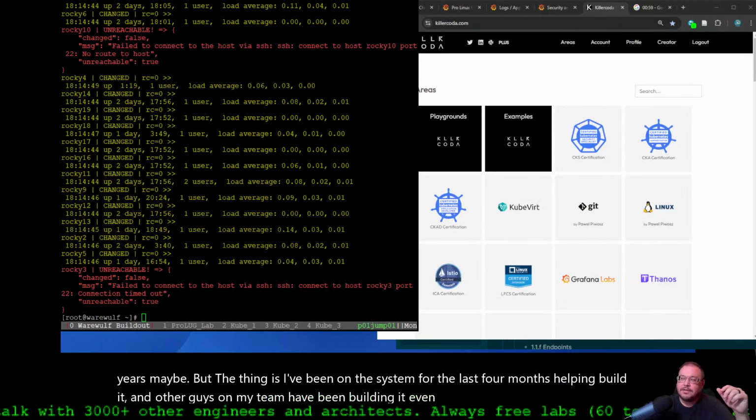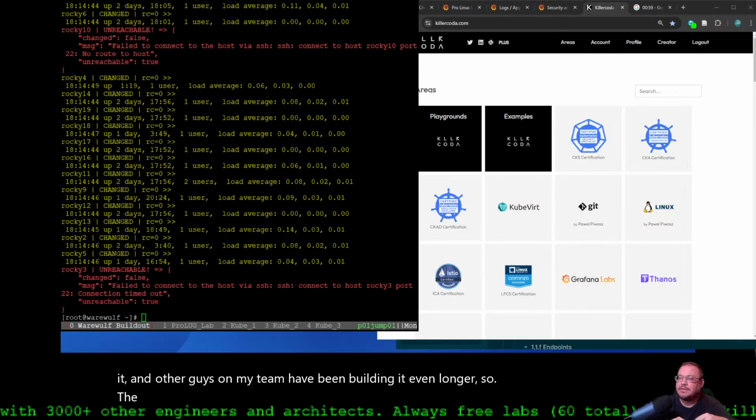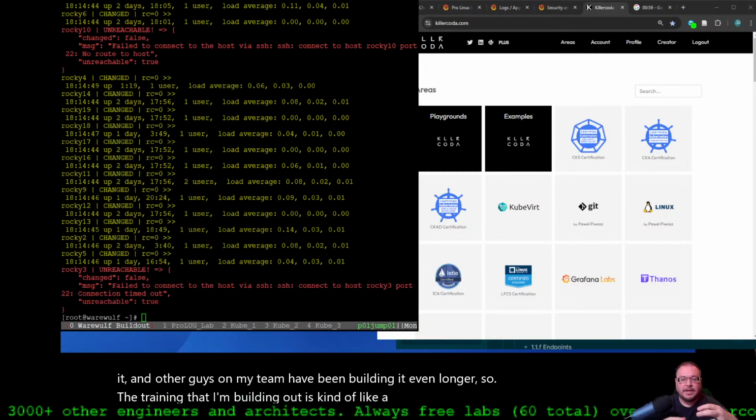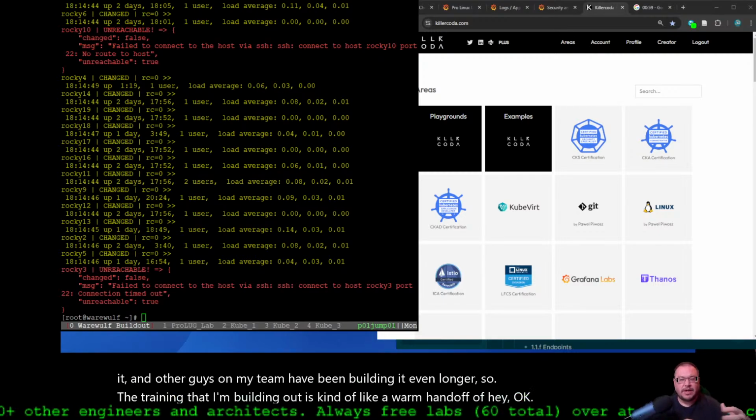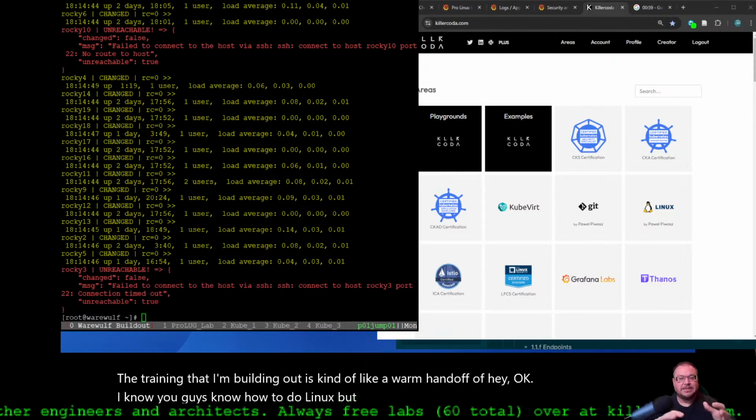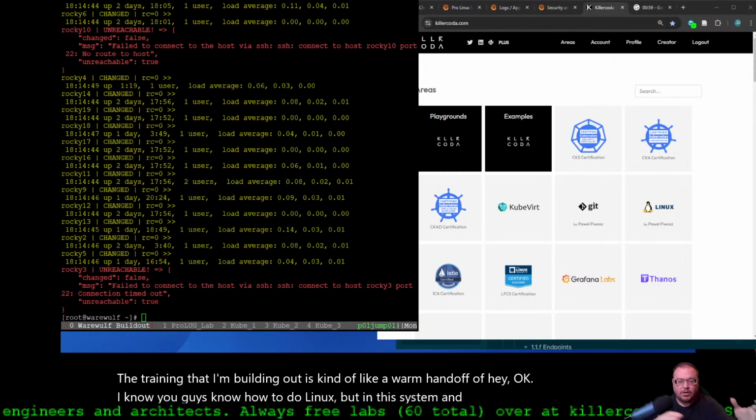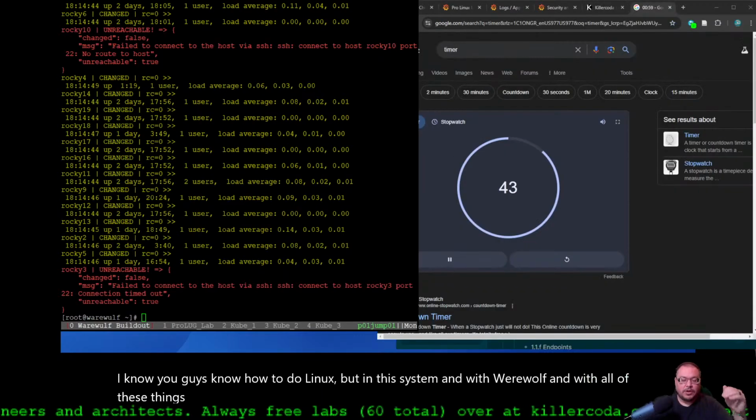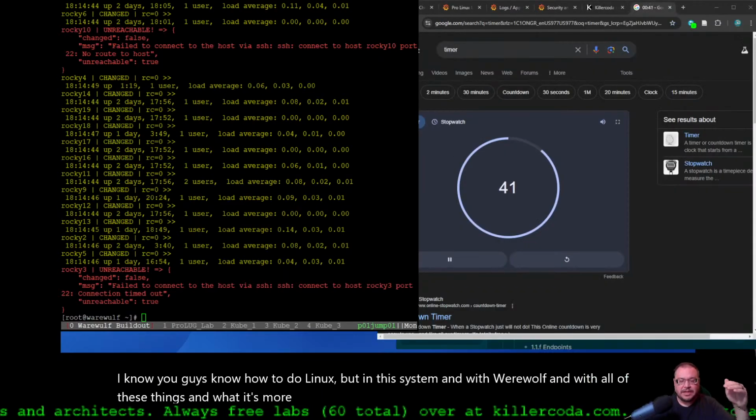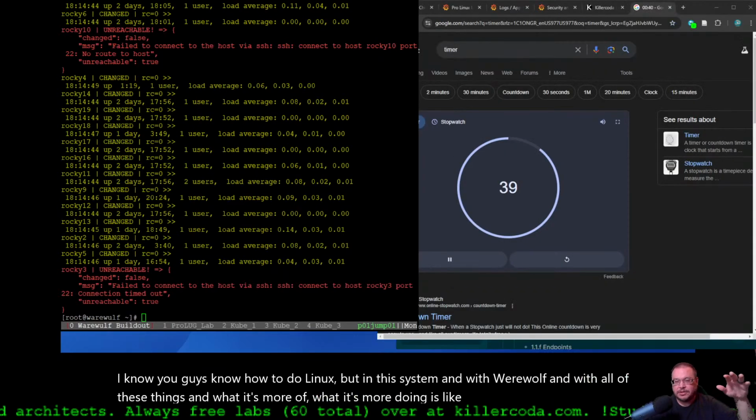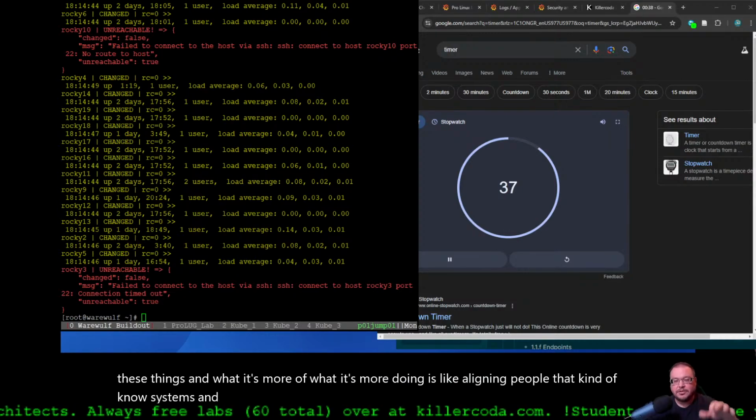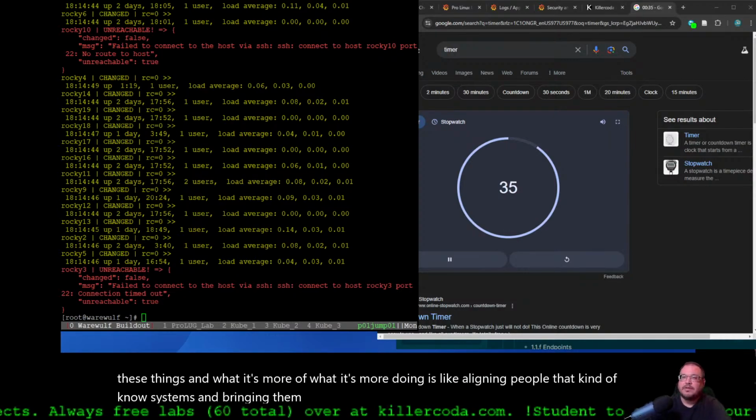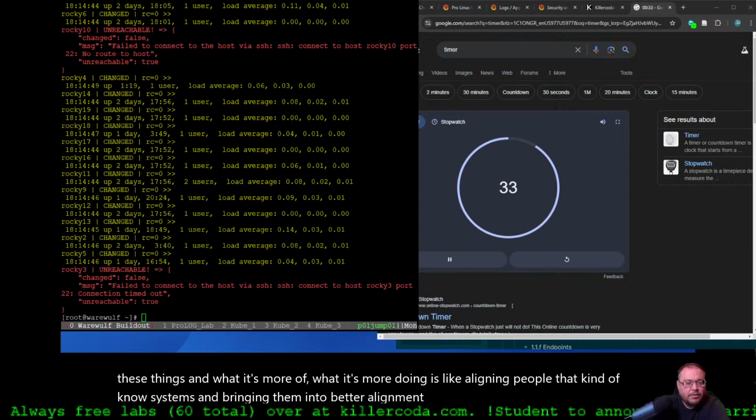So the training that I'm building out is kind of like a warm handoff of, hey, I know you guys know how to do Linux, but in this system and with Warewulf and all of these things, what it's more doing is aligning people that kind of know systems and bringing them into better alignment with the overall system, if that makes sense.